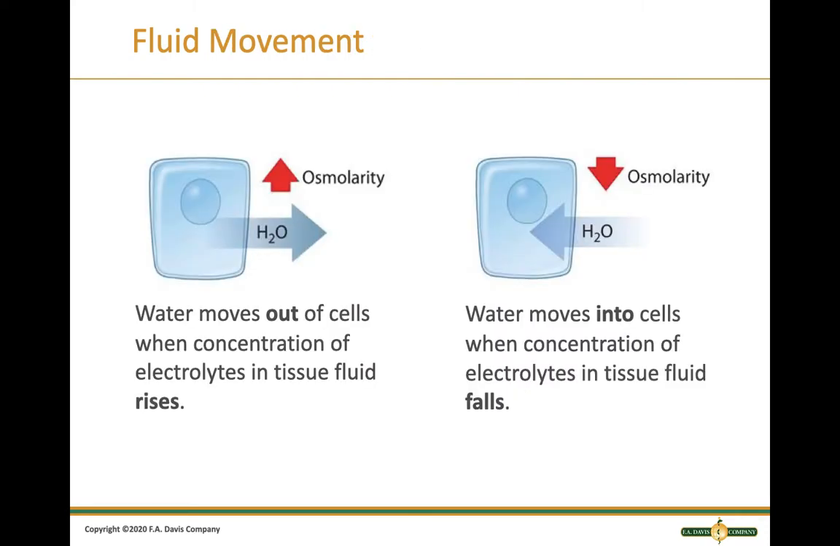So fluid moves in or out of cells basically due to osmosis. We can see here water moves out of cells when concentration of electrolytes in tissue fluid rises, and water moves into cells when concentration of electrolytes in tissue fluid falls. So when you drink a glass of pure water, the osmolarity would fall and water would move into cells. If you eat a bunch of potato chips, your osmolarity would rise and water would move out of cells to balance out the osmolarity.